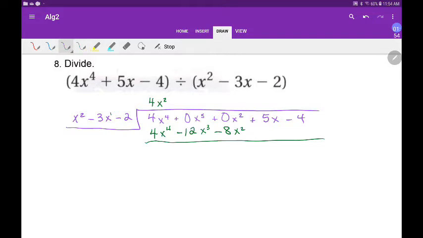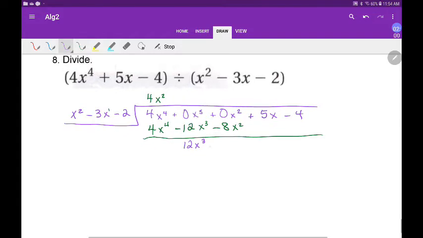The first one, of course, cancels when I subtract. When I subtract the negative, I get a positive 12x to the third. And I subtract a negative, I get a positive 8x squared. And I'm going to bring down my 5x.